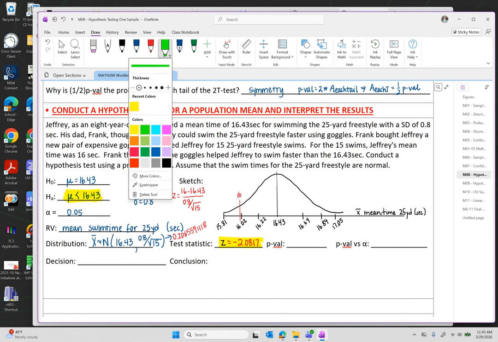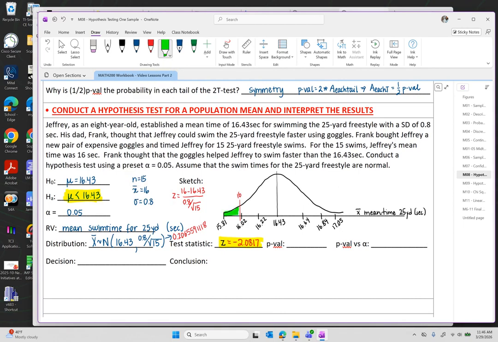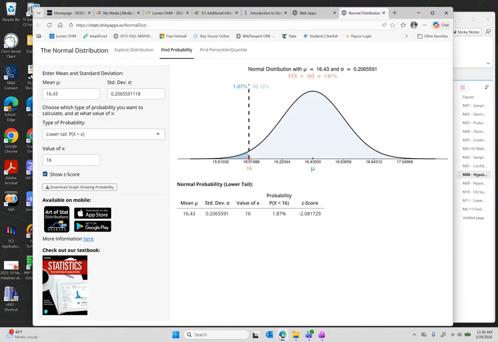Then we are looking for a lower tail test. So we are looking for the p-value to be the area here below that z-score or the particular sample mean that we have. So what is the p-value? The p-value per the Art of Stat is 0.0187 or 1.87%.